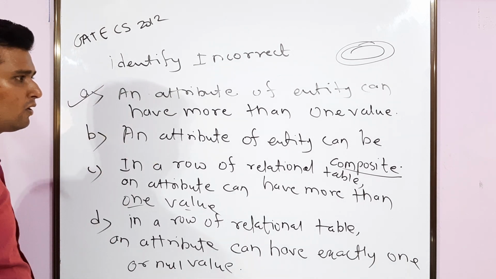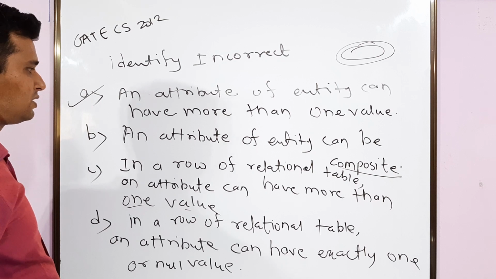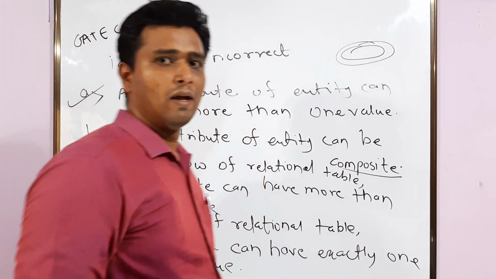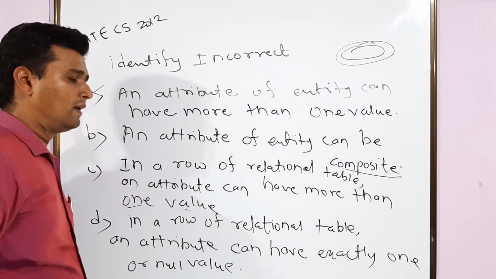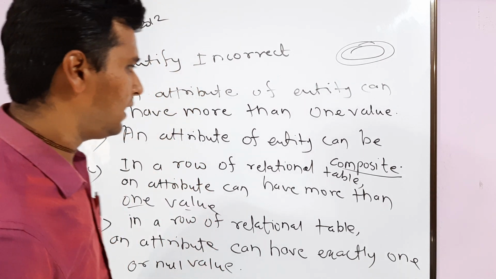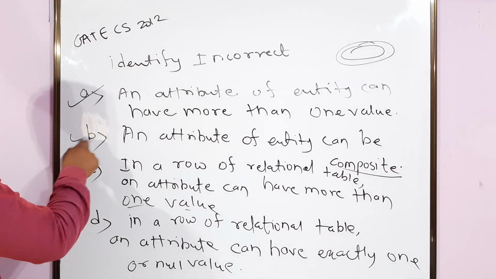Another: an attribute of an entity can be composite. Many times we can have a composite attribute. Let's say we can define a composite primary key. So we can have a composite attribute. Now this is also true.